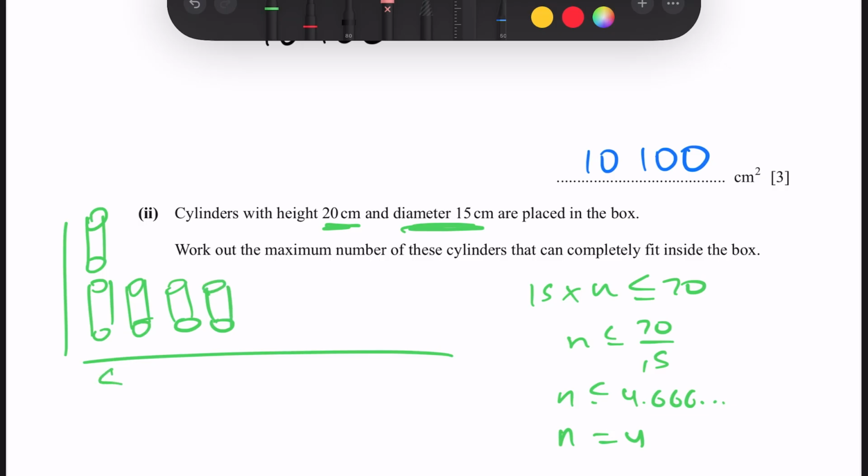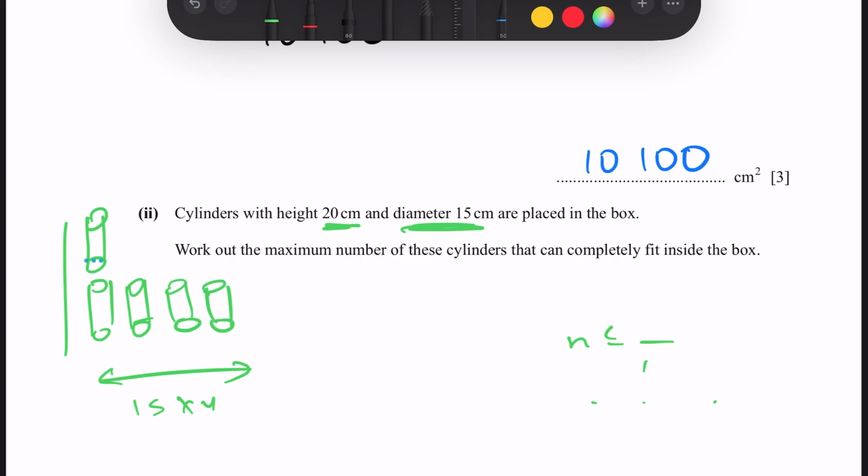Since if you have 4 cylinders lengthwise, this means that the length that they occupy is 15 times 4, which is equal to 60 centimeters. If you add one more 15 length, this will make it 75 centimeters. And since the length itself is 70 centimeters of the box, this means that the fifth cylinder would not fit. It would be outside the boundaries of the box.